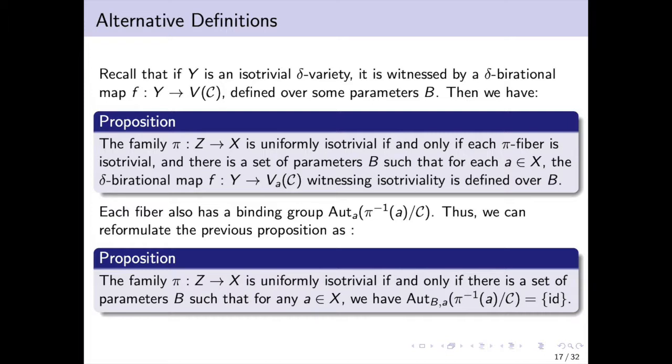Right. And so usually, I guess the definition that's easier for computation is really this one. What is B sub A of C? Remember this pi inverse of A, the fiber, is isotrivial. So it's delta birational with this variety in C, in the constants. And so I just have an A here to say that this is for this one fiber. It doesn't have to be the same for every fiber.